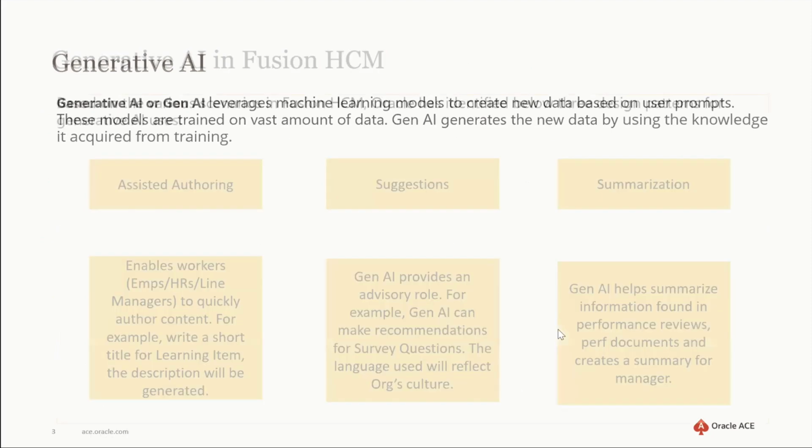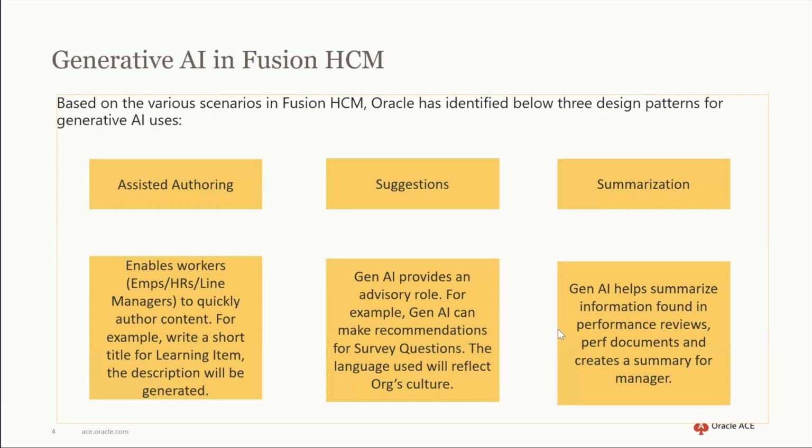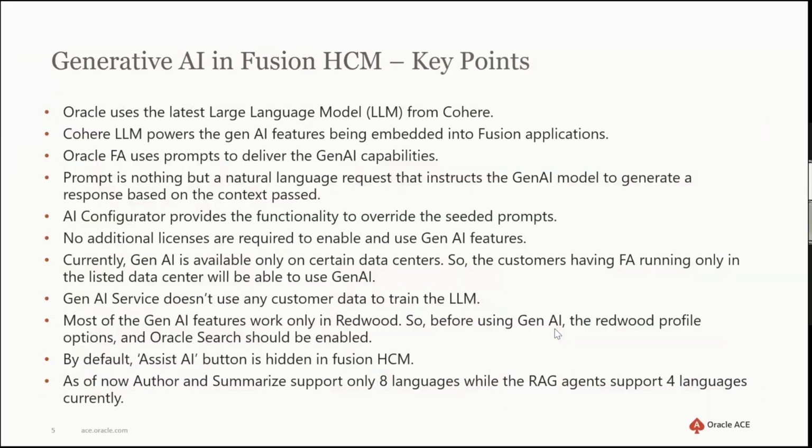This was my first slide, basically, where I talked about the design patterns of Gen AI in Fusion HCM. Do I need to go through it again, or can I move to the next slide? We just talked about the three design patterns: assisted authoring, suggestions, and summarization. If you have any questions, we can take it at the end. All right, so we were discussing the key points.